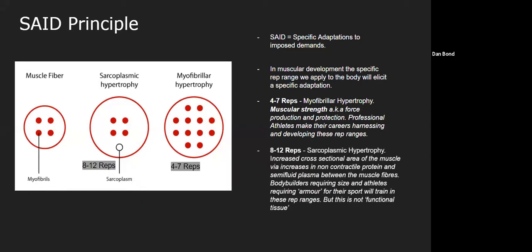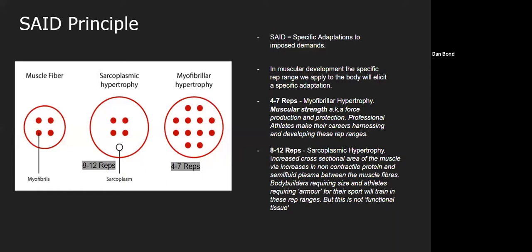In the middle, you've got what's called sarcoplasmic hypertrophy, okay? And this is increased cross-sectional area of the muscle. I'm not going to read all that bit in the middle, but you can in your own time. But primarily, bodybuilders requiring size and athletes requiring armor for their sport will train in these rep ranges. Very important to understand that this is not functional tissue, okay?